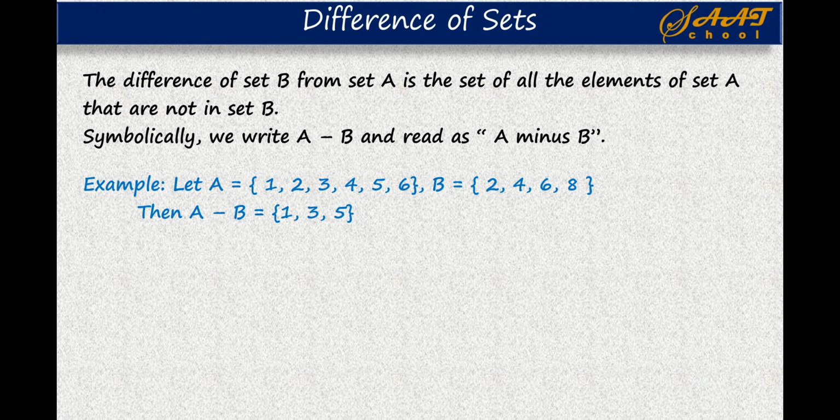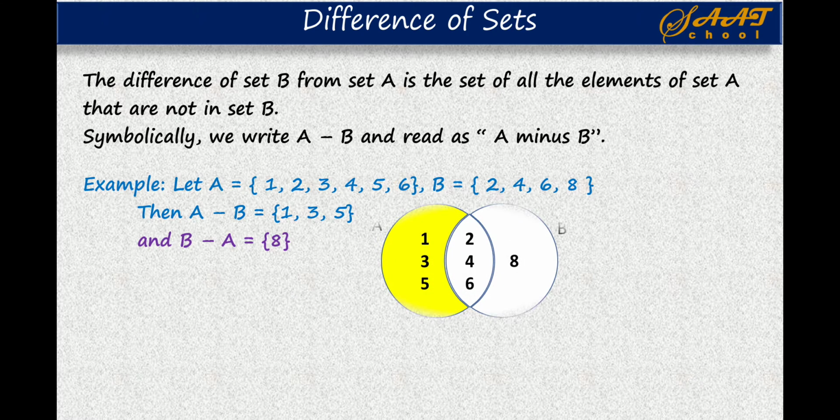Now if we have to find a difference B minus A, then we subtract common elements from set B, meaning the common elements 2, 4, and 6 are subtracted from set B. So only the remaining element is 8. So this is how we can show in a Venn diagram.